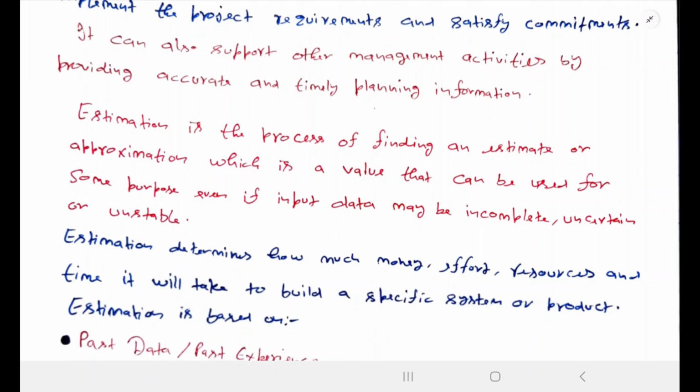Estimation is the process of finding an estimate or approximation. It means no estimate will be accurate, but it could be approximate. We can find an approximate value. The accurate value we will get after completion of our particular project. That will be up and down from the planned one.